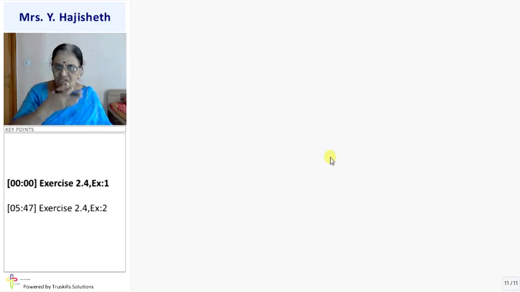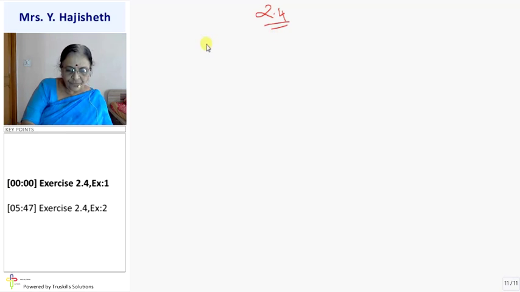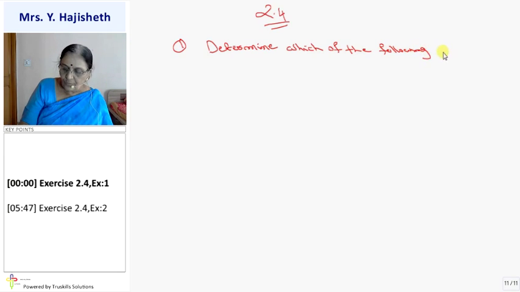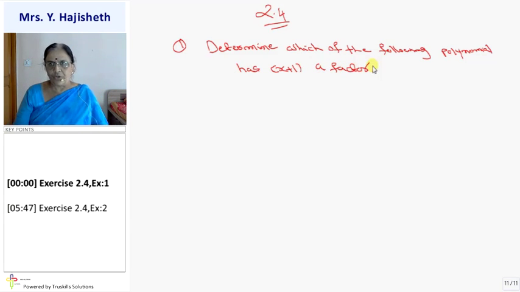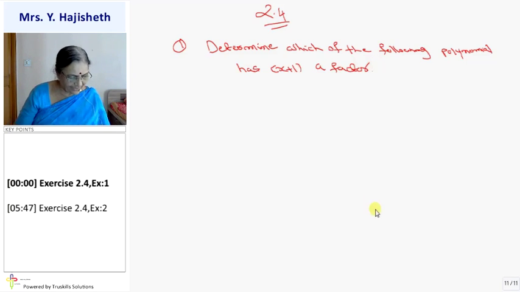Now we can start doing 2.4. First sum is: determine which of the following polynomial has x plus 1 as a factor.